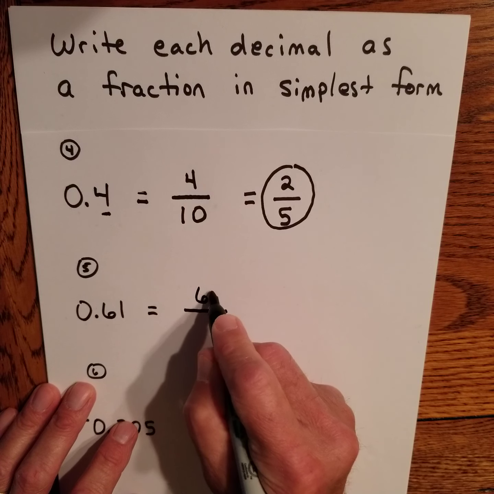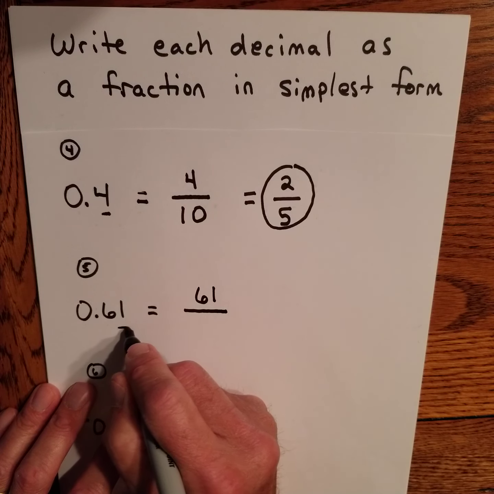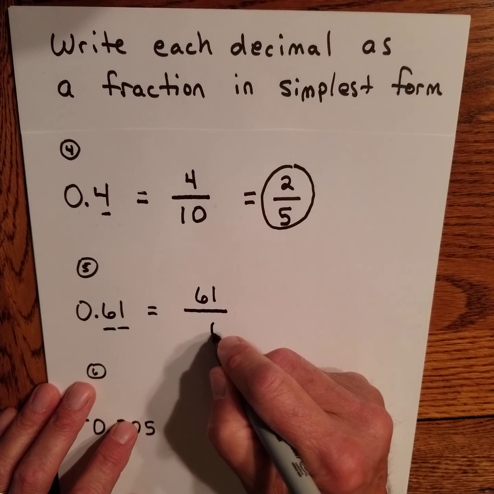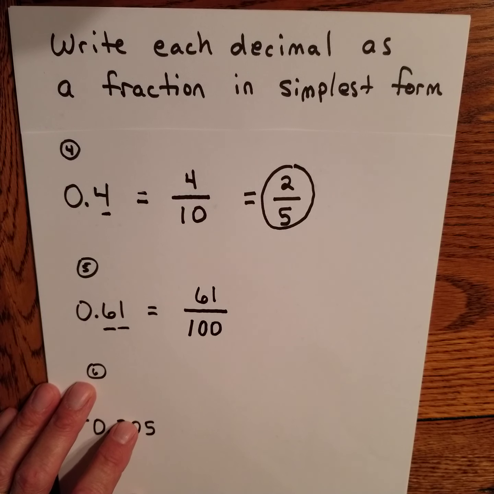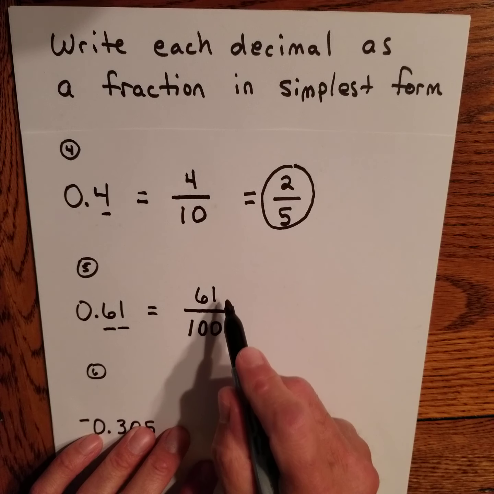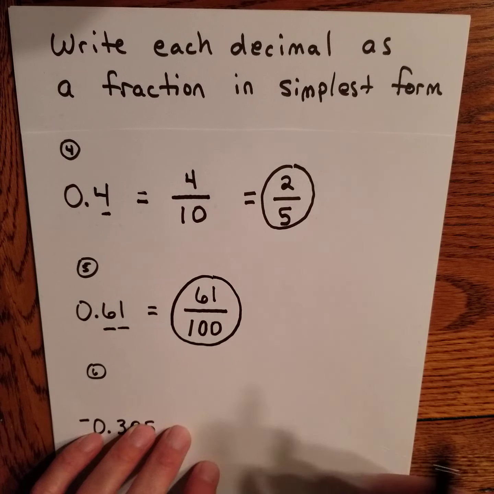On number 5, 0.61, put the 61 in the numerator, and then count in the denominator 1, 2 place values to the right of the decimal point. Means 2 zeros in my answer. 0.61 is 61/100ths. But nothing divides evenly into 61 other than 1 and itself. So 61 over 100 does not reduce. If it doesn't reduce, then we're done right here.